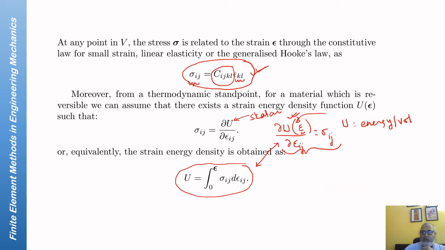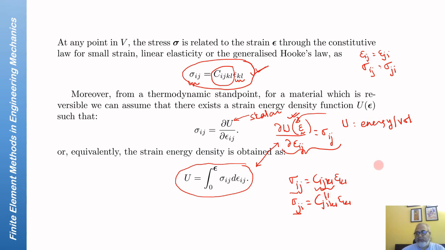Now, in view of the symmetry of stress, which is sigma ij equal to sigma ji, and the symmetry of the strain, Cijkl will have several symmetries. For example, sigma ij is Cijkl epsilon kl will mean that sigma ji is Cjikl epsilon kl, but sigma ji and sigma ij are same, so it will automatically mean Cijkl and Cjikl are same. Similarly, it will also mean Cijkl will be same as Cijlk. So this also follows from the symmetry of strain.